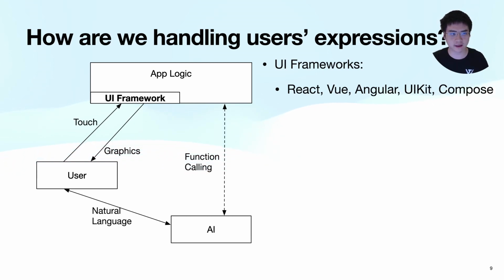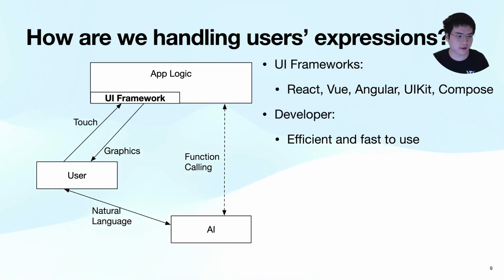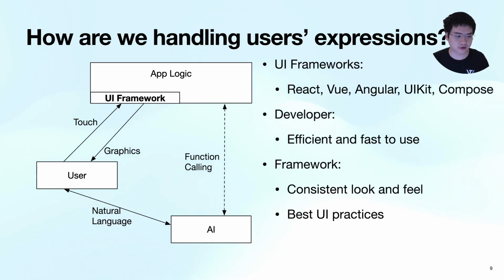So let's think about how we have been able to handle the user's diverse expressions through graphical user interfaces. So we have this thing called UI frameworks. This is decades of work from our HCI community, and we have been building best practices and engineering solutions into frameworks like React, Vue, Angular, UIKit, and Compose. So the UI frameworks enable developers to build apps after a simple 12-hour crash course, and the app will be quite usable. The apps will have a consistent look and feel and follow a lot of UI best practices out of the box.